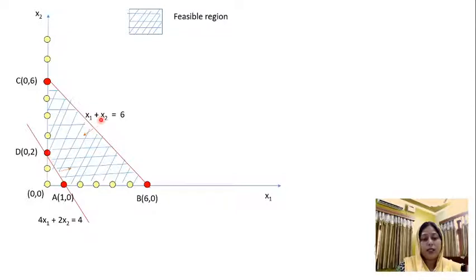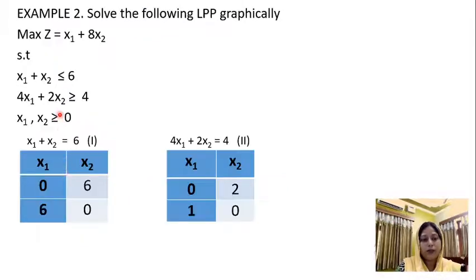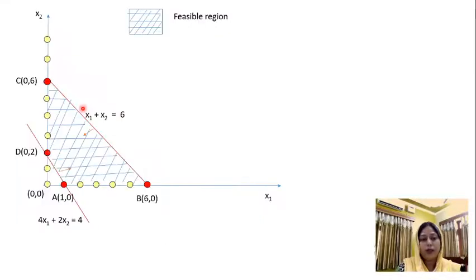Now the constraints are x1 plus x2 is less than or equal to 6. So I will concentrate on this region below this line, and 4x1 plus 2x2 is greater than or equal to 4. So you can look up here. This is less than or equal to 6, this is greater than or equal to 4. So less than or equal to 6 and greater than or equal to 4. So this is the feasible region where I'll find my solution.